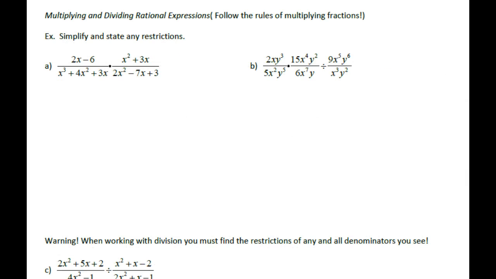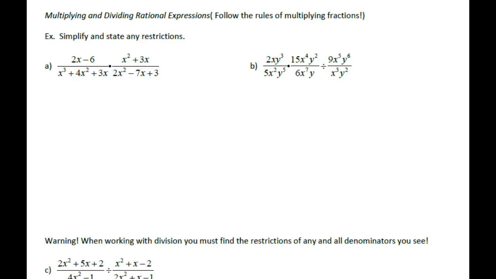All right, let's take a look at some multiplying and dividing of rational expressions. I take a look at this problem here. I've got two fractions multiplied: 2x minus 6 over x cubed plus 4x squared plus 3x, times x squared plus 3x over 2x squared minus 7x plus 3. In this problem, I'm going to look at each individual numerator and denominator, factor them, and then see if we have any common factors on top and bottom that we can cancel.